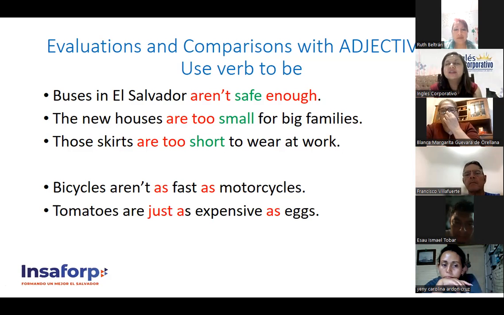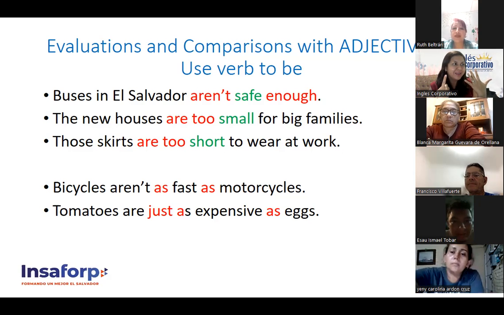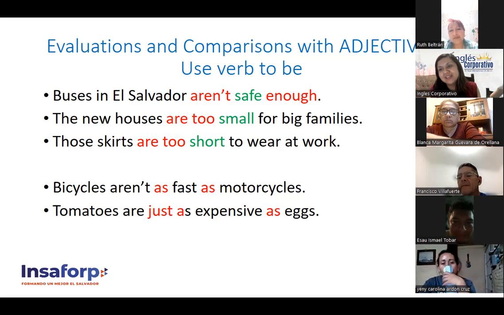Okay, in the second sentence, what am I comparing? Tomatoes and eggs. Yes. Tomatoes are just as expensive as eggs. The same price. Today I bought 6 tomatoes for $1, and I think eggs are $5 or $6 for $1, right? The same. So tomatoes are just as expensive as eggs. They are around the same price.